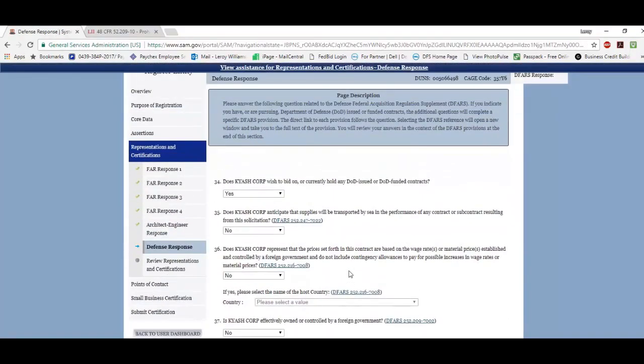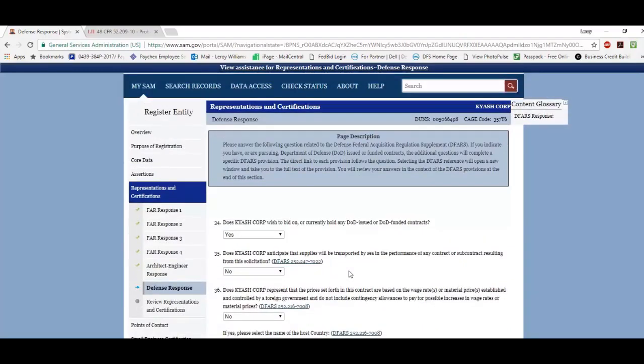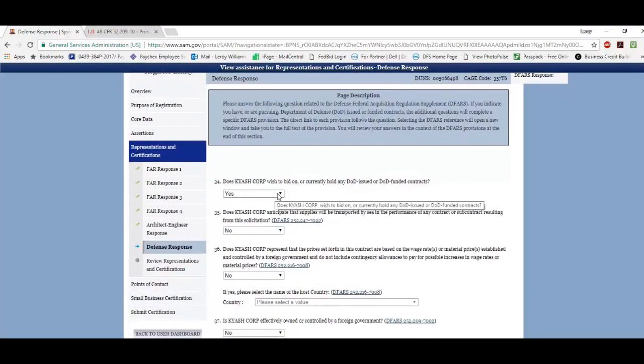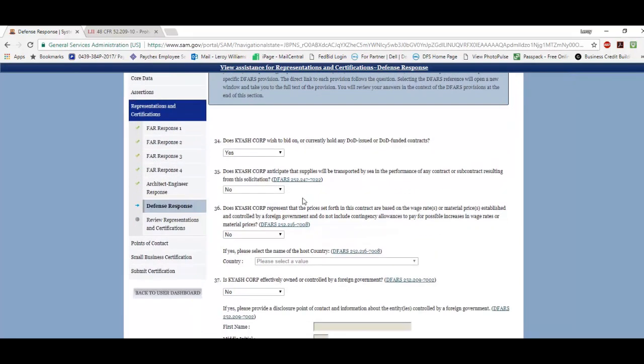Okay, we're at defense response. Does Irs Corp wish to bid on or currently hold any DoD or DoD funded contracts? Of course, yes. All right, so we would be part of the military industrial complex, but I think we all are in some way, shape, or form. Does Irs Corp anticipate the supplies will be transported by sea in the performance of any contract or subcontract resulting from this solicitation? At this point, no.